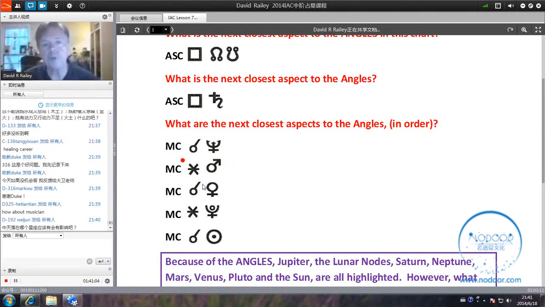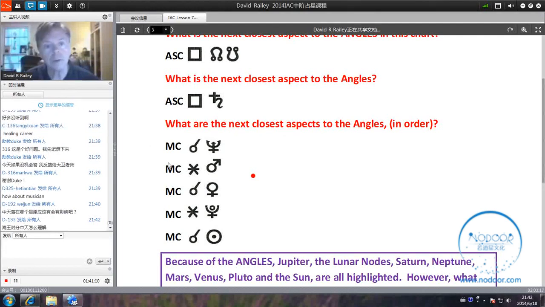Now you can also think of the midheaven as not only relating to career and public life, but also the pressures of career and public life and the pressures of expectation about public life.